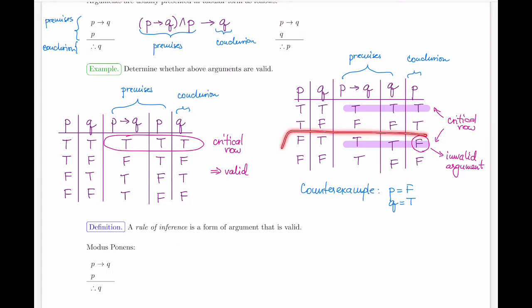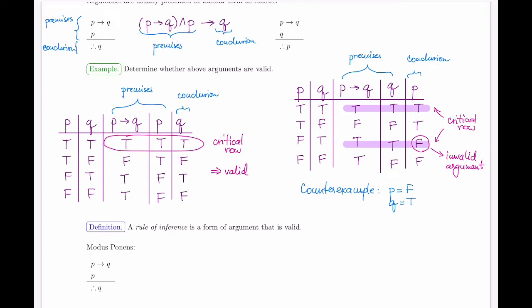So I extend my row throughout the entire table, and I look at the value for P, which is false, and the value for Q, which is true, that produced the truth value for both premises and the false for the conclusion. This is now my counterexample.